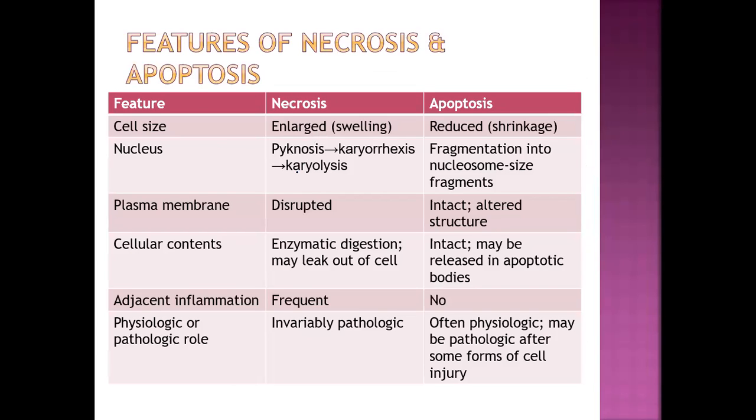Now, features of necrosis and apoptosis. The difference between necrosis and apoptosis is a very important question, most important. You can copy this chart or screenshot this chart. In necrosis, there will be cell swelling or enlargement. As I have already said, during every cell injury there is swelling except in apoptosis, where there will be shrinkage. For the nucleus, in necrosis there will be three changes sequentially: pyknosis, karyorrhexis, and karyolysis. Whereas in apoptosis, there will be fragmentation into nucleosome-size fragments.